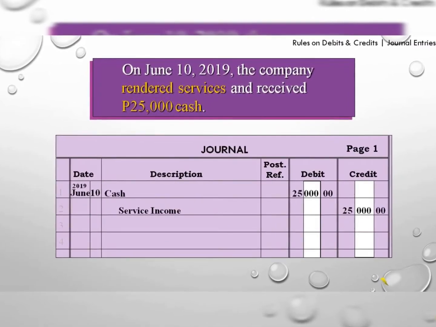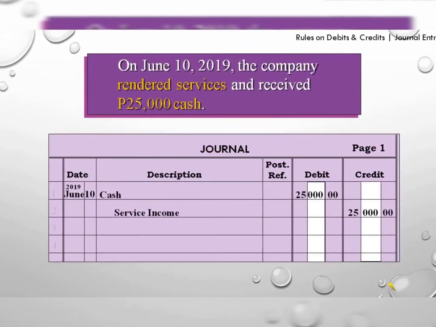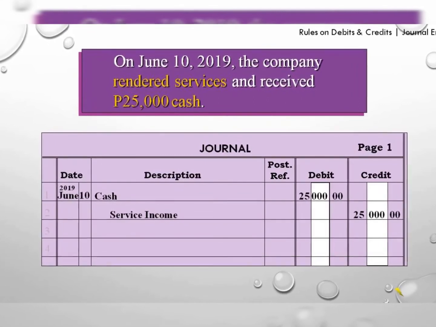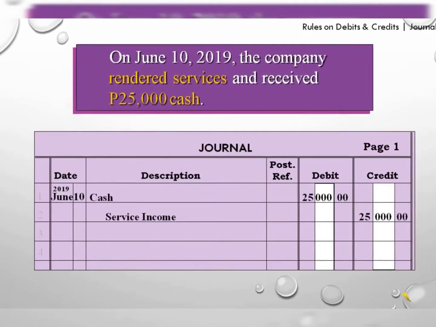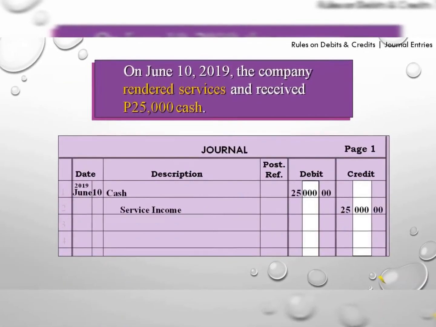On June 10, 2018, the company rendered services and received 25,000 cash. Journal entries: cash debited, service income credited.